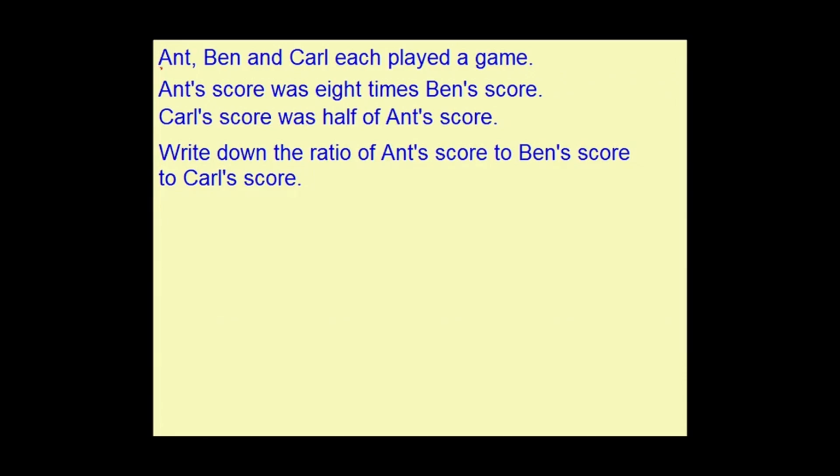So this time our headings are A, B and C. Ant's score is 8 times Ben's score, so if Ben is 1, Ant is 8. Carl's score is half of Ant's score, so we divide this by 2 to get 4. So the answer is 8 to 1 to 4.